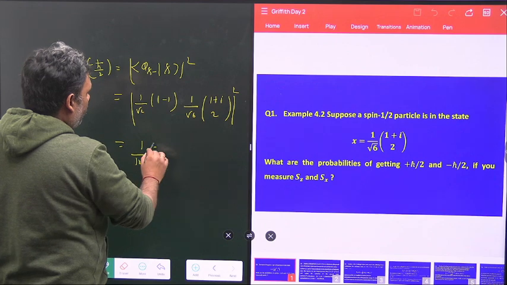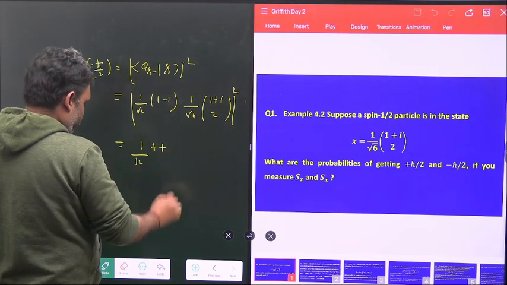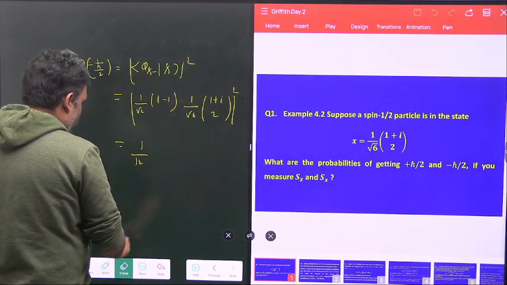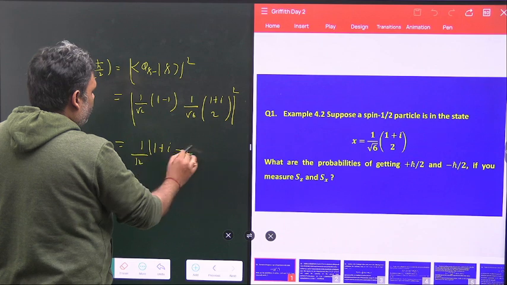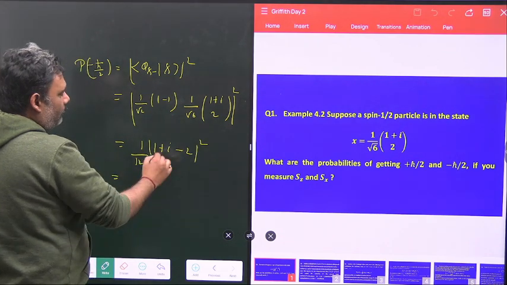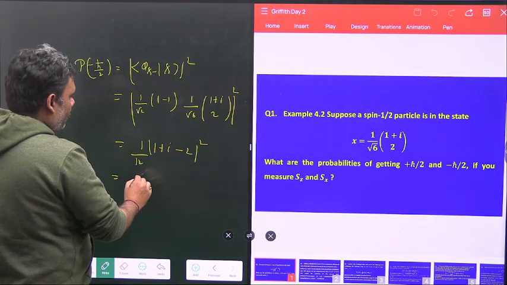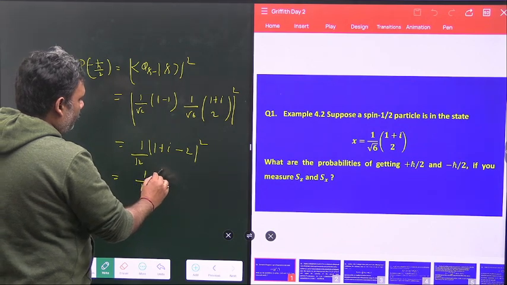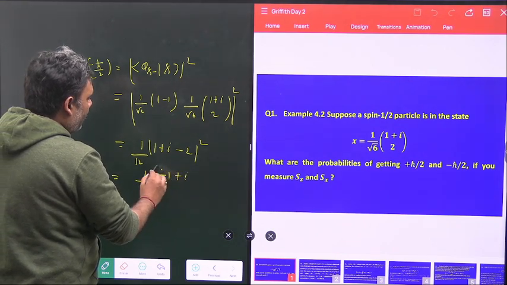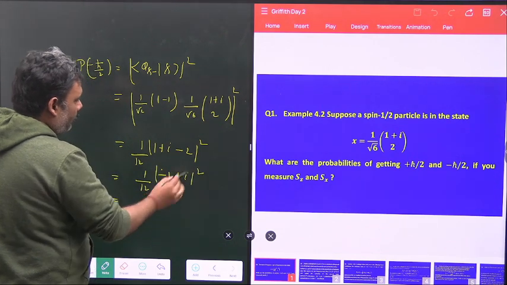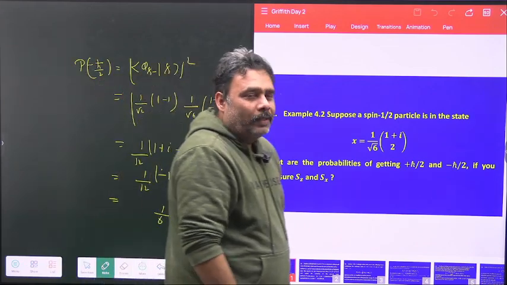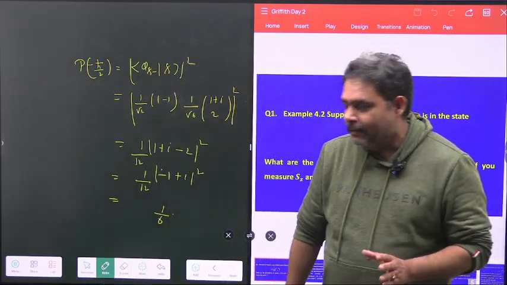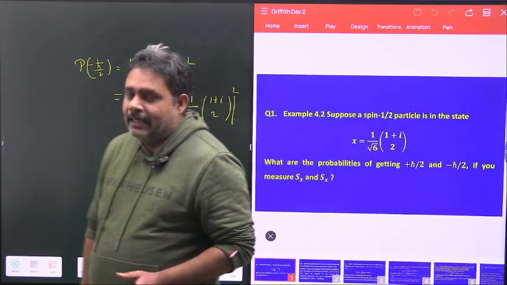So 1 plus i, and what will it become? Minus 2, and take its mod square. So this value is equal to 1 upon 12 times mod square of minus 1 plus i. So what is this value? 1 upon 6. Okay? So you have to make the calculation very nicely. You have to do the calculation very carefully always.